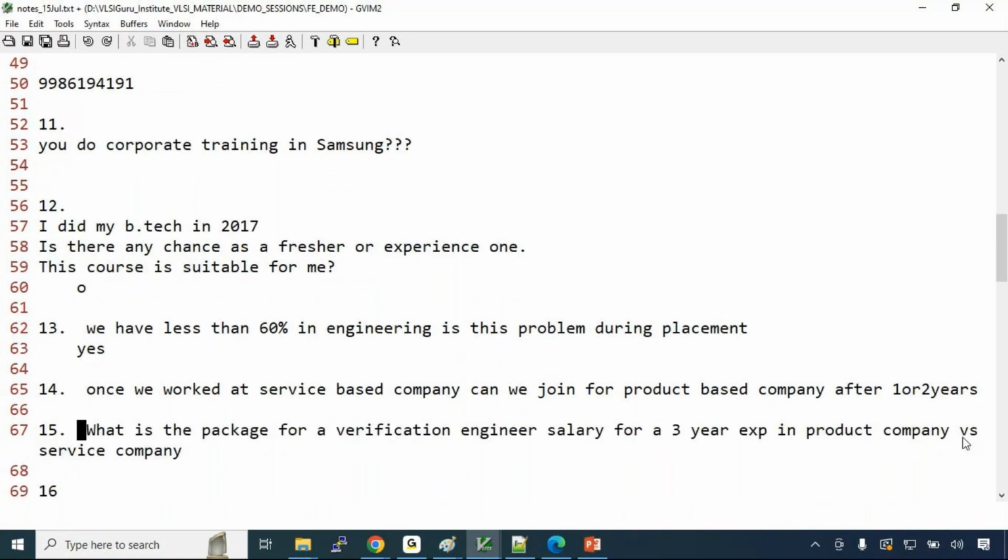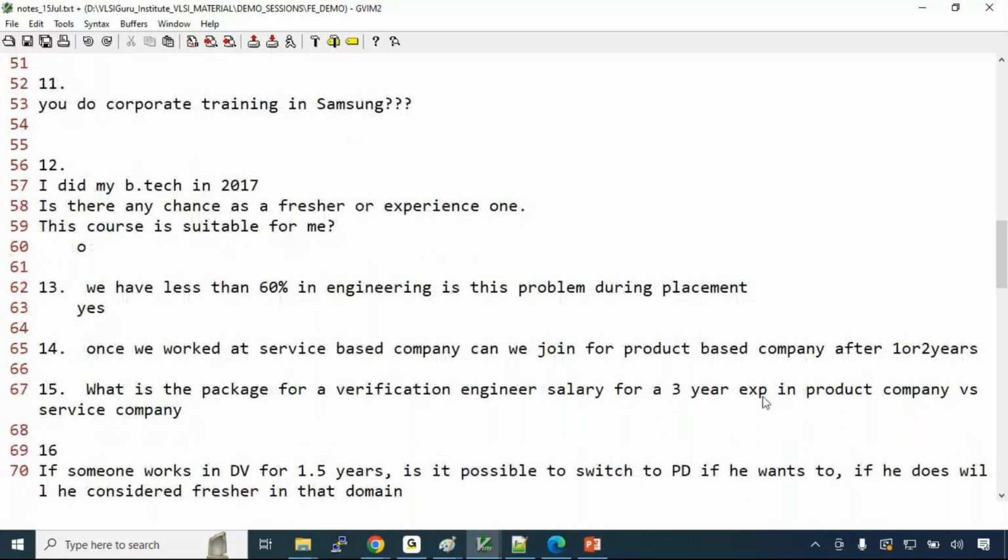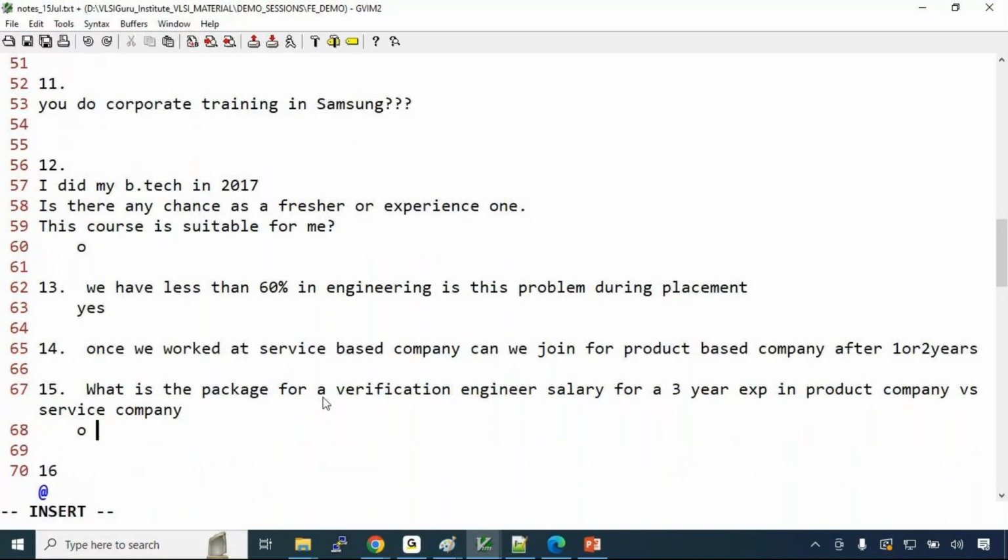What is the package for a verification engineer with 3 years of experience in a product company versus a services company? Generally, by 3 years, things are normalized. In a product company, you may be getting around 20 to 25 lakhs per annum at 3 years, quite possible. In a services company, you may be getting anywhere from 12 to 18 lakhs per annum. This is the standard. That difference will be there definitely. Around 20% difference. I would not say 20, it could be anywhere like 17 to.